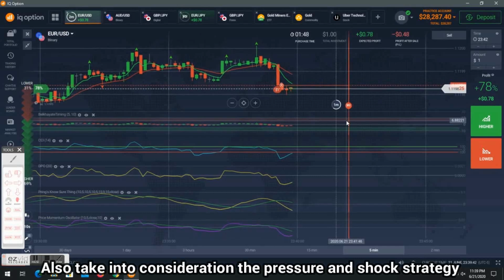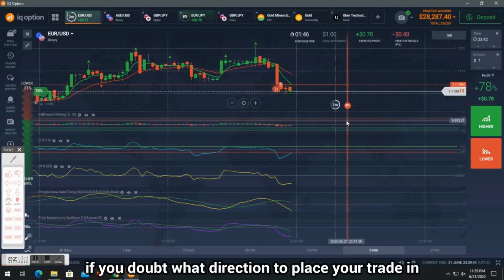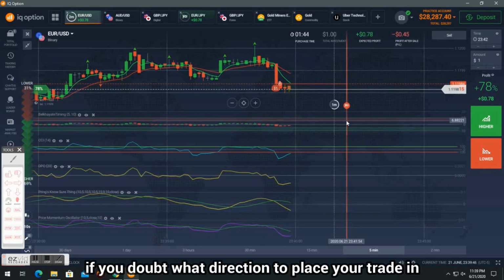Also take into consideration the pressure and shock strategy if you doubt what direction to place your trade in.